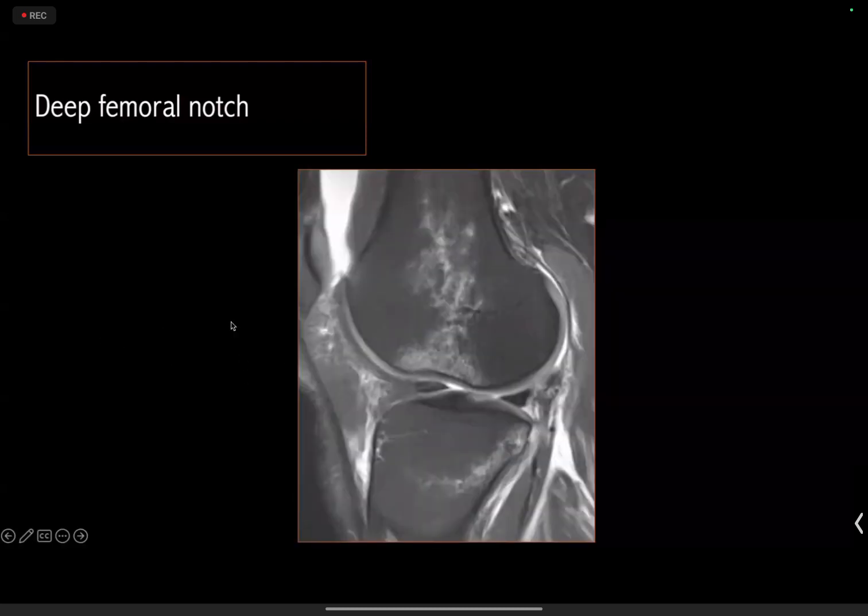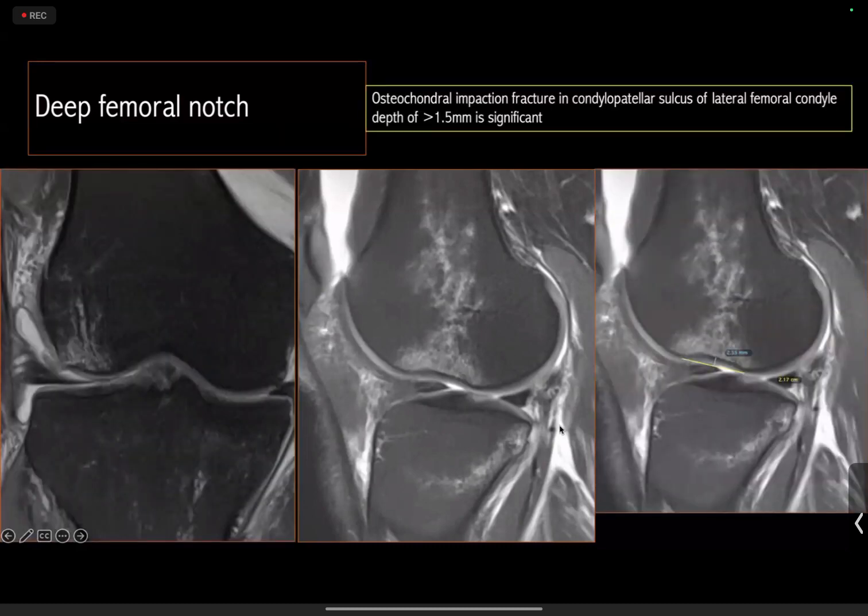So first would be the impaction-induced osteochondral fracture, which would be seen in the lateral femoral condyle. I told you about that pivot shift marrow contusion, which will give rise to an osteochondral impaction fracture if the intensity of trauma is on a higher side. We expect that a depth of 1.5 millimeters and higher would be termed as an osteochondral impaction fracture or the deep femoral notch. We would always expect the same pattern of bone bruise happening and the other areas getting affected. But primarily, we are focusing on the pattern of that osteochondral impaction injury. So a pivot shift marrow contusion follows, and if the intensity is on a higher side, it leads to the femoral notch.